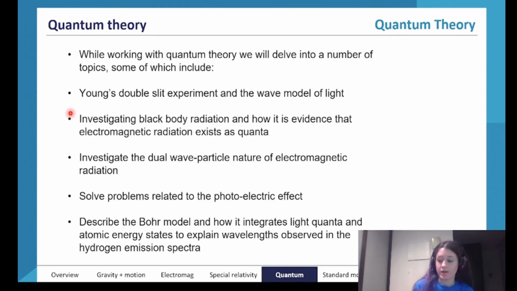So we're then going to investigate the dual wave particle nature of electromagnetic radiation. We're then going to solve problems involving the photoelectric effect, and then describe the Bohr and Rutherford model of the atom, and how it integrates light quanta and atomic energy states to explain wavelengths observed in the hydrogen emission spectra.